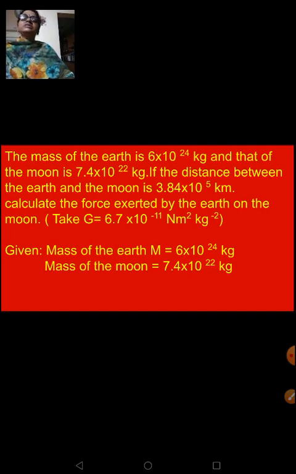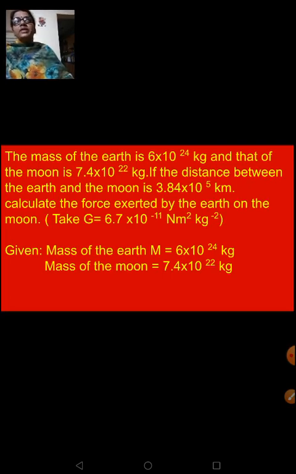See, the mass of the earth is 6 into 10 raised to 24 kg, and that of the moon is 7.4 into 10 raised to 22 kg. If the distance between the earth and the moon is 3.84 into 10 raised to 5 kilometer, calculate the force exerted by the earth on the moon. They want you to calculate the force exerted by the earth on the moon. What are the terms given here? They have given you the mass of the earth, the mass of the moon, and the distance between the earth and the moon. These terms are all given. They are just asking you to calculate the force exerted by the earth on the moon.